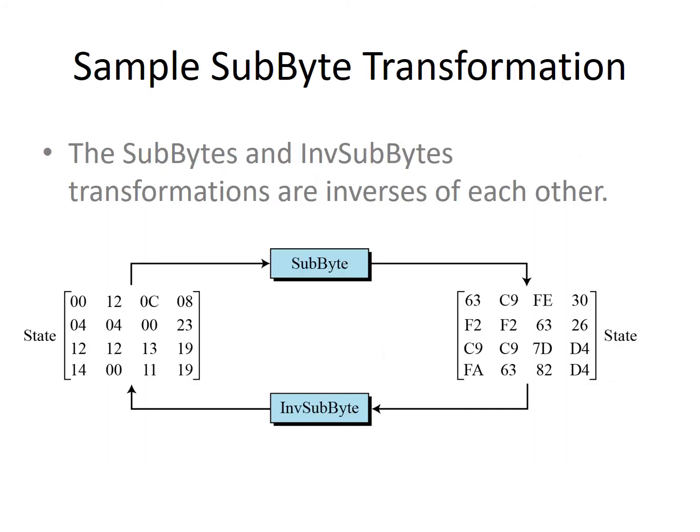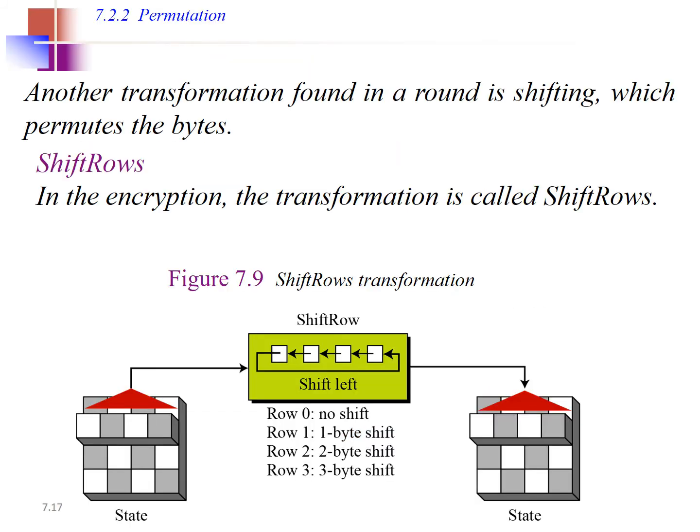So this is a substitution example I have shown. Look at this. Suppose this is your state. Each byte is replaced using the same S-box. If I use the inverse substitution bytes table, I will get back the actual plaintext.